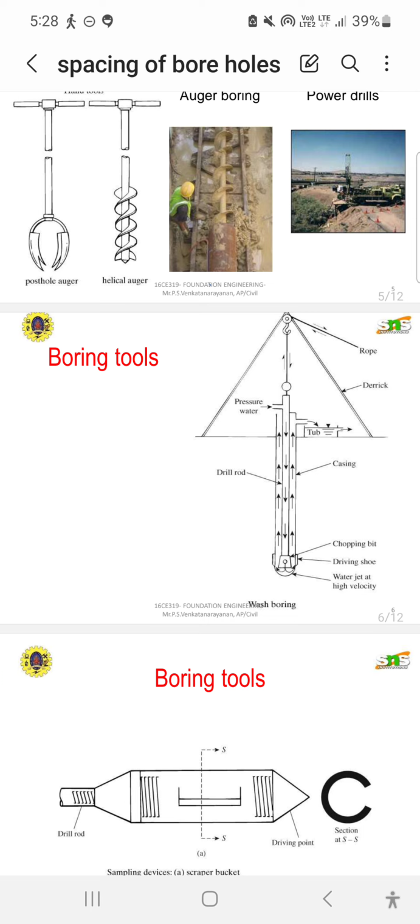If you apply a water jet at high velocity, the pressure is given under the water, so the water moves from the lower to the upper level through the drilling rod and the casing, and finally it is collected in the tub. Then there are the derrick and rope, which roll the pot down and up, moving it from low to high. These are the boring tools we have used in construction techniques.